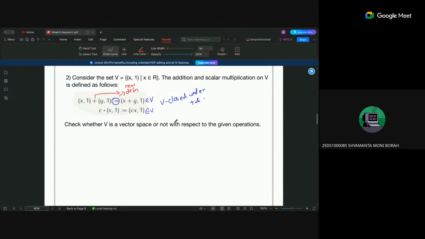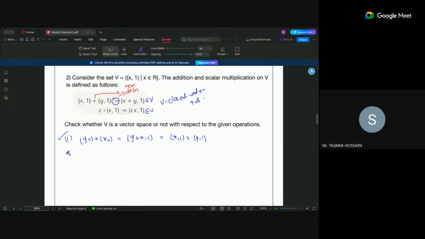Now, what about the other properties? Maybe I will just do a few properties. Commutative property. You can do the remaining. So for example, maybe I'll do y comma 1 plus x comma 1. So now what is this? This is nothing but y plus x comma 1. So is it same as x comma 1 plus y comma 1? Yes, same. So the first property is satisfied.